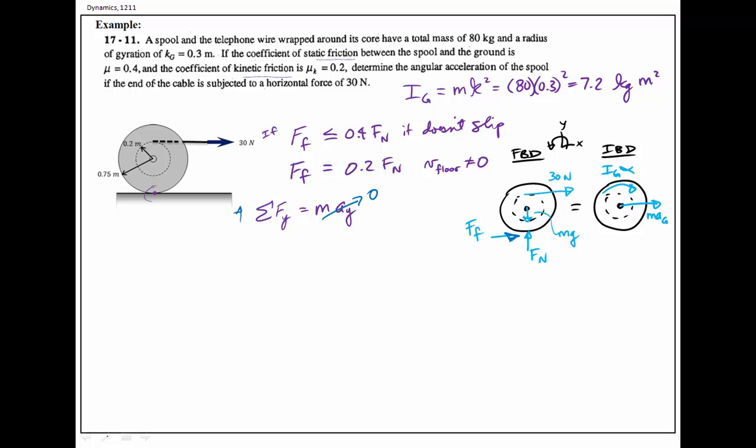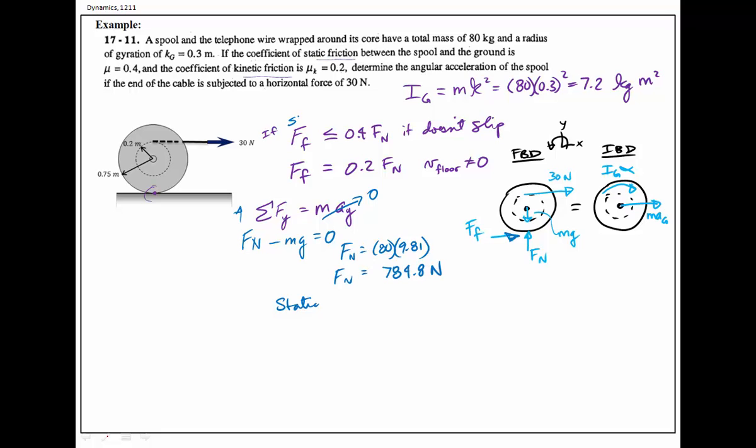So in the y direction, there is no acceleration, so that's really just a statics problem. So we could say that Fn minus mg is going to be equal to 0. So Fn is equal to mass, which is 80, times the gravity, which is 9.81. So Fn is going to be equal to 784.8 newtons.